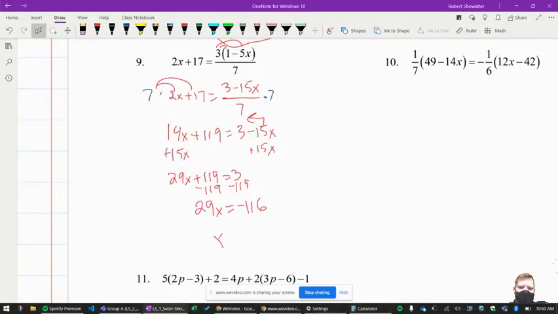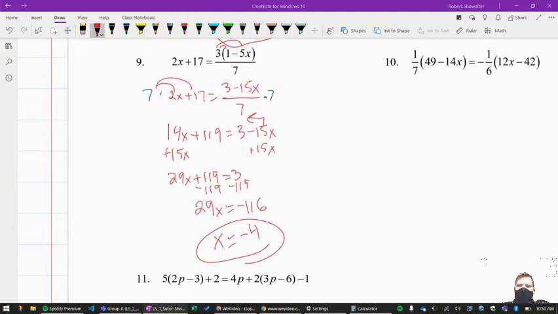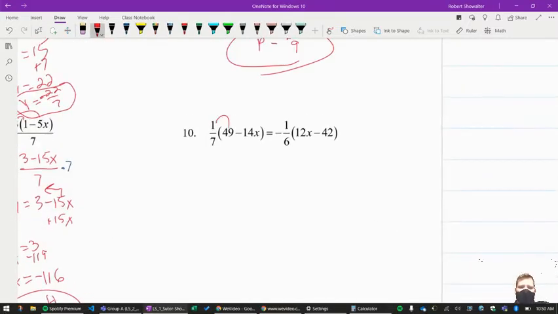4. Probably could have done that in my head, but didn't want to screw it up. All right, here we go. Next, we distribute. 1/7 times 49 is going to be 7. 1/7 times negative 14x is going to be negative 2x. Negative 1/6 times 12 is going to be negative 2. Negative 1/6 times negative 42 is going to be positive 7.